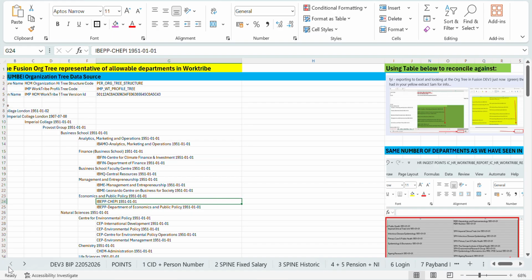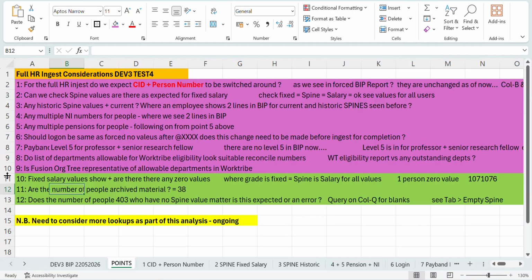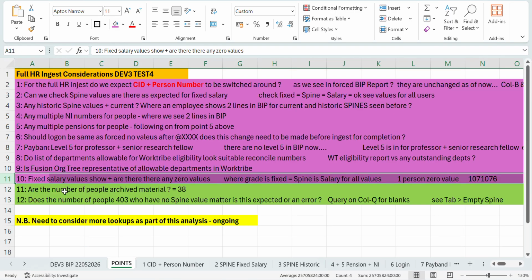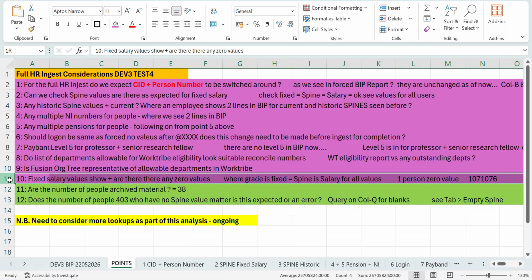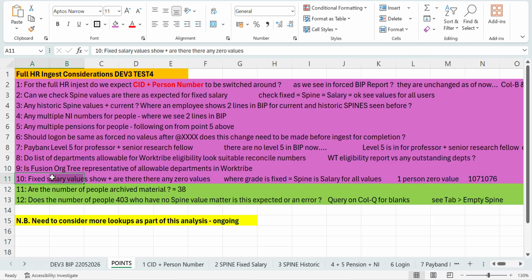Right, our next point is number 10, and I'll bring that up over here. And for some of our fixed salary people that we looked at a bit earlier, are there any zero values? And you could argue, who cares? That's not my business. You know, as long as we've got people who are on fixed salary and it says fixed, I don't care whether it's got zero money, £1, £2, £100 million, whatever it is. As long as that's not my thing, but we've got to end to end the solution a little bit and show a bit of consideration. So, fixed salary values. Are there any zero values?